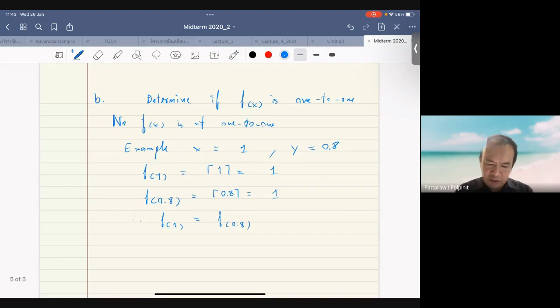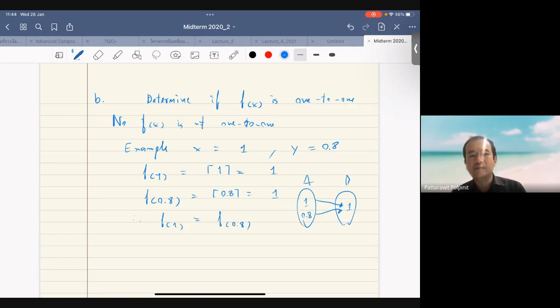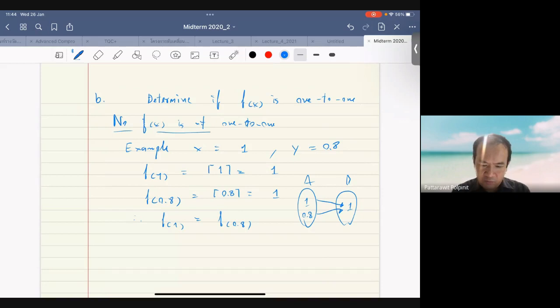This means that you have two different values for the input, but once you put them into the function f, you get the same output. So this means that f is not one to one. If you draw pictures, say this is A, this is B, this is 1, this is 0.8, they are mapped to the same number, which is 1. So this shows that it is not one to one.